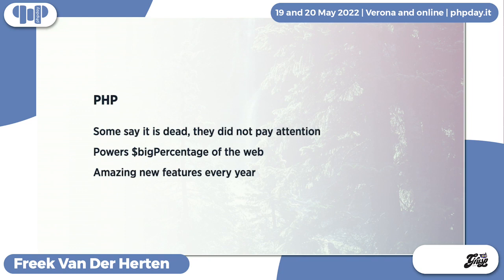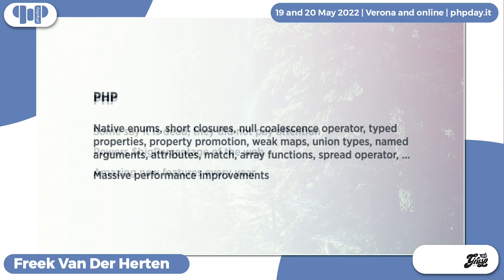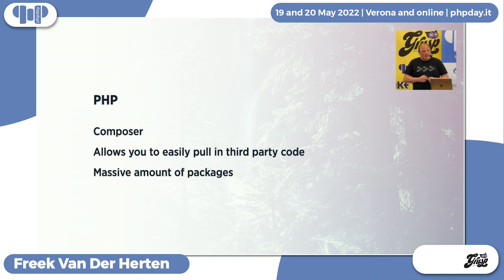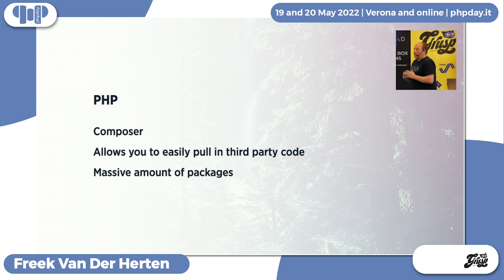And we have amazing new features that are being added every year. Here are some of them. We have native enums, short closures, typed properties, property promotion. And yeah, every year we get new stuff. And we've also seen massive performance improvements coming from PHP 5 to PHP 7, and then again from PHP 7 to 8. Now, what makes PHP very enjoyable is not only the language itself, but also the entire ecosystem.